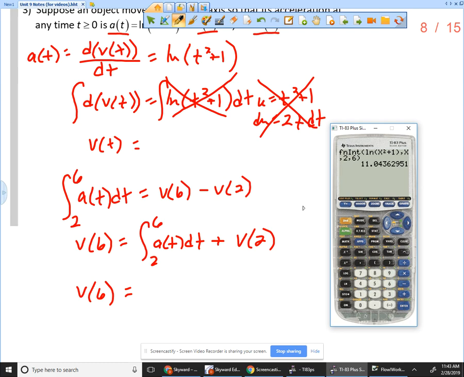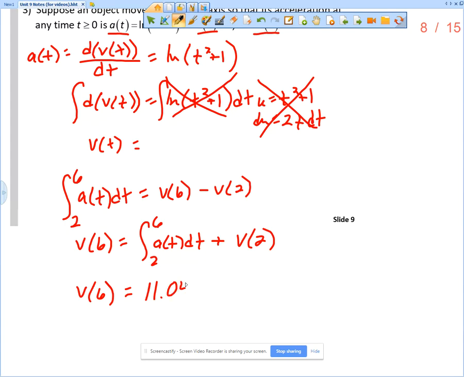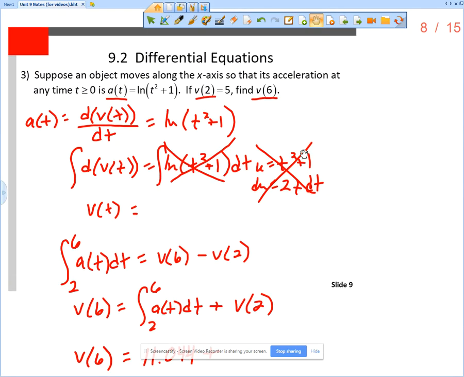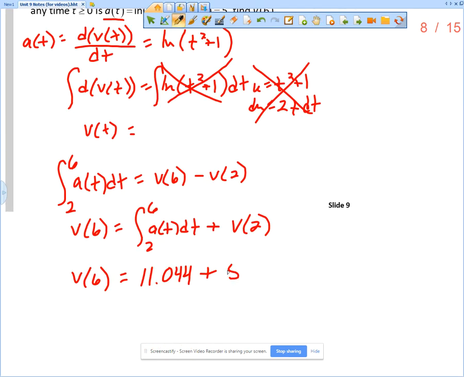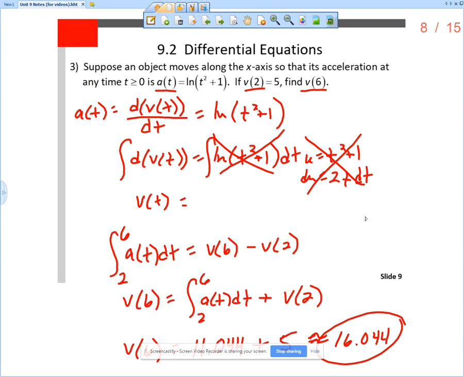All right, so that's my value of the integral. So I get 11.044, and then plus, what is v of 2? Well, remember, v of 2, if you look up here, is 5. So v of 2 is 5, and so v of 6 is approximately 16.044. All right? So this is where it's a differential equation that starts off looking like maybe a non-calculator question, but this is actually a great example of a calculator differential equation.